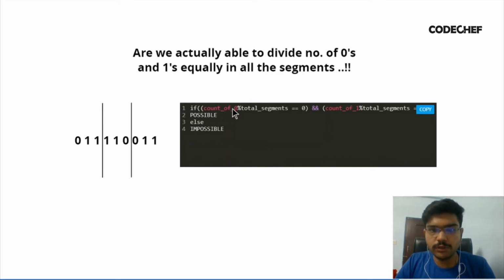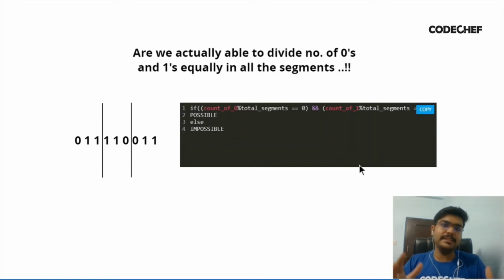So if the count of 0 modulo total segments gives remainder 0, and for 1 also we check that if the count of 1 modulo total segments gives remainder 0, then that means the answer is possible. Otherwise the answer is impossible. So the first condition of finding whether we can make the string or not is completed here.